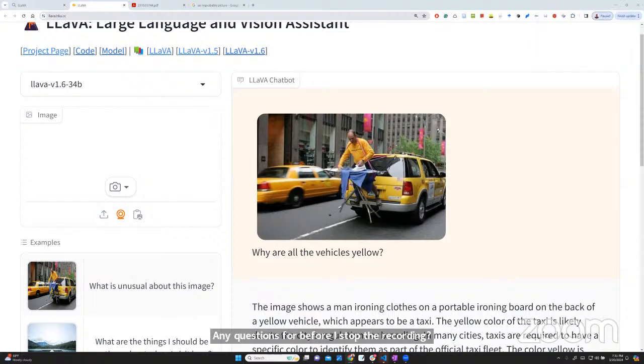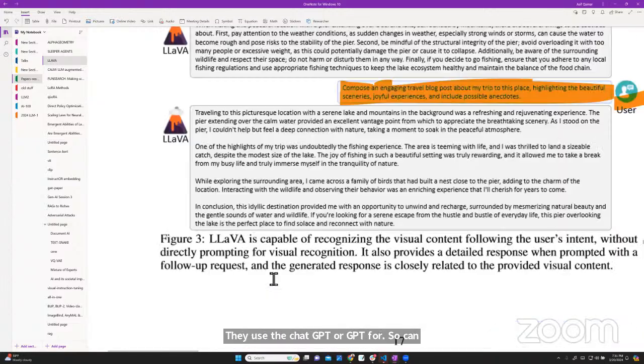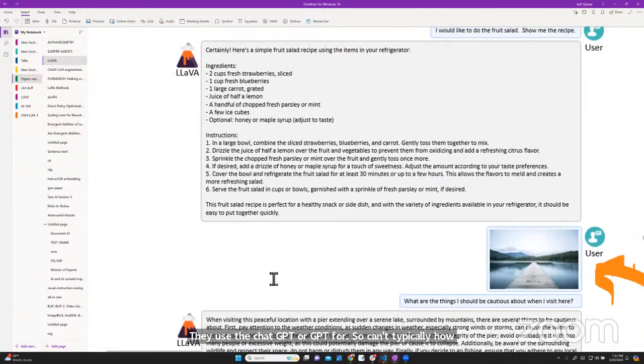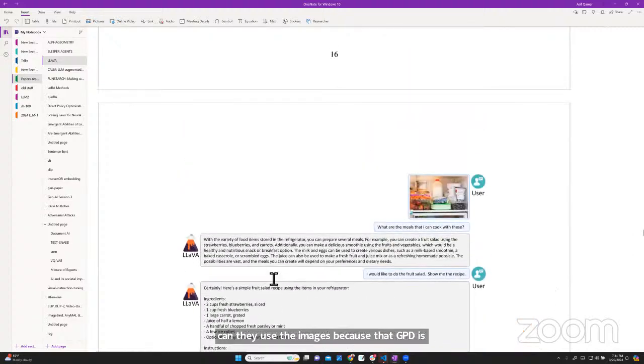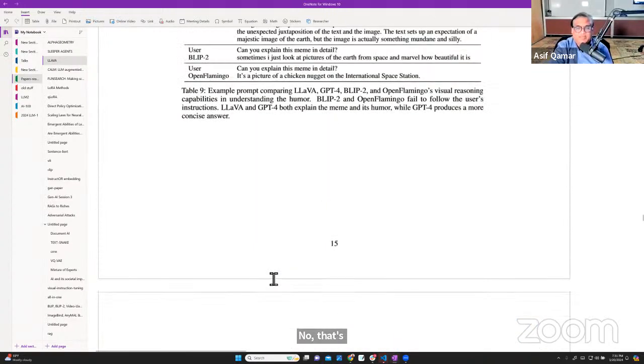No questions. Asif, one question, Asif. Go ahead. For the first phase of their work, they use ChatGPT or GPT-4. So how can they use ChatGPT with the images? Because ChatGPT is only for the text, right? No, the whole point is they don't give the text. So this was the point I was making.